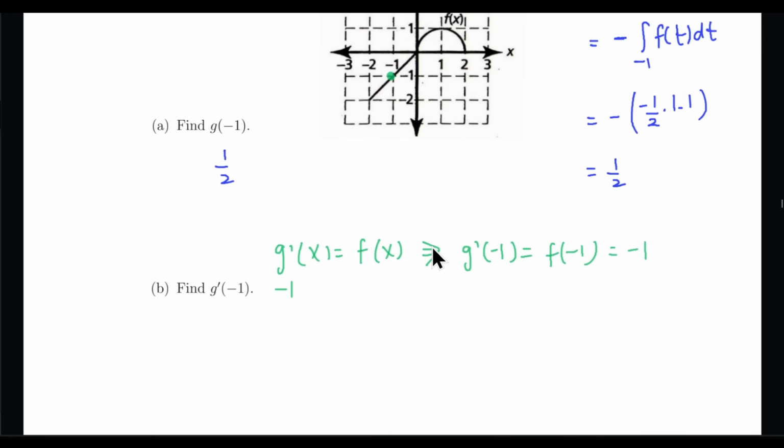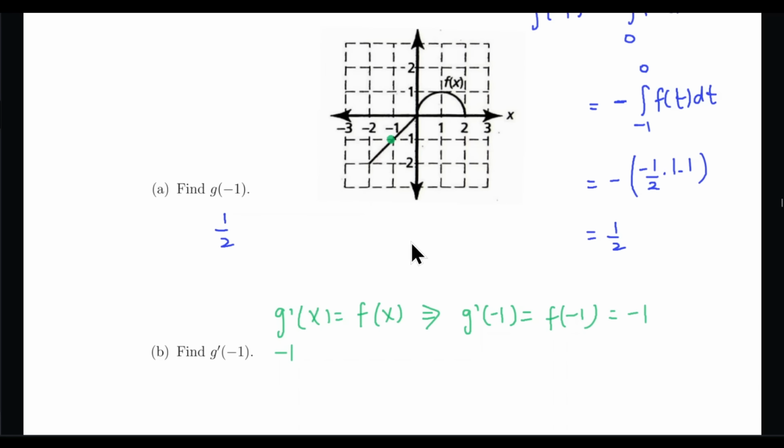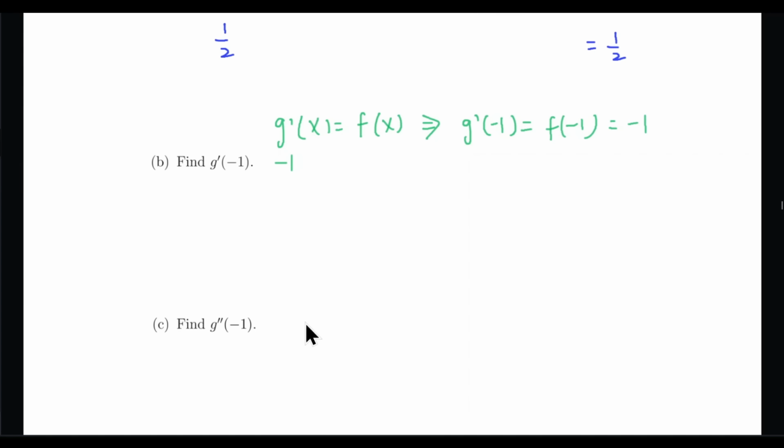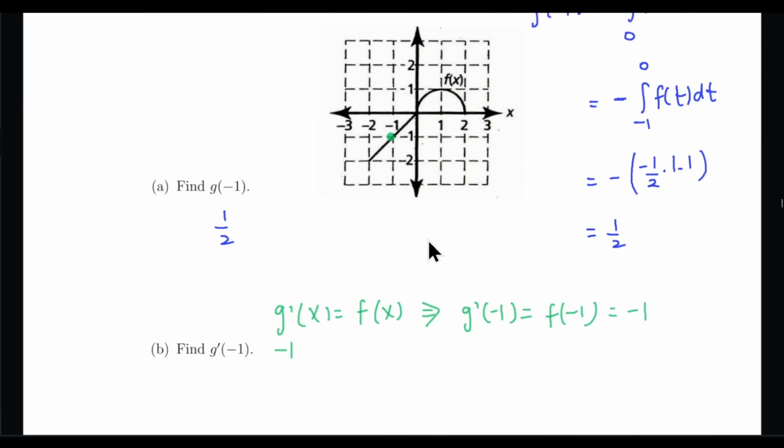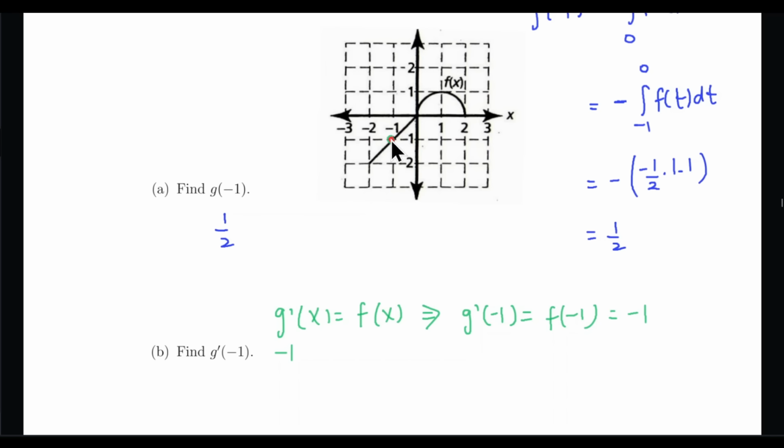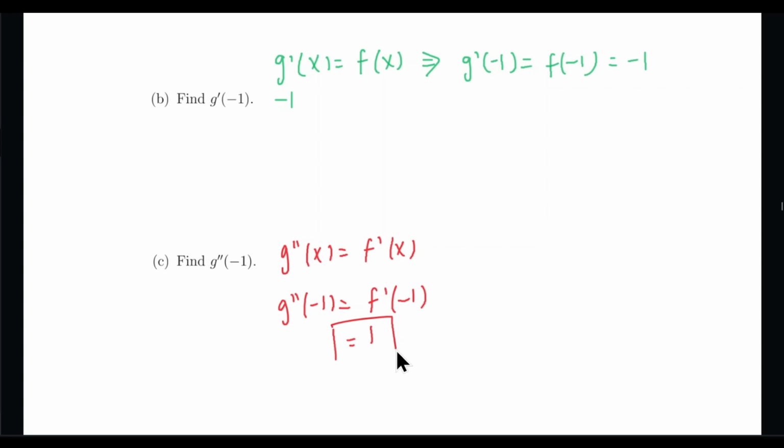Okay. And then I have g double prime of -1. So g double prime is just, I differentiate this once again. So g double prime x will be equal to f prime x. So g double prime of -1 is just f prime of -1. And f prime of -1 is, what is the derivative of this function at this point? Well, derivative is just the slope. And we can see the slope of this line is rise over run. There is a rise of 2 units and there is a run of 2 units. 2 over 2 is just 1. So that's our answer.